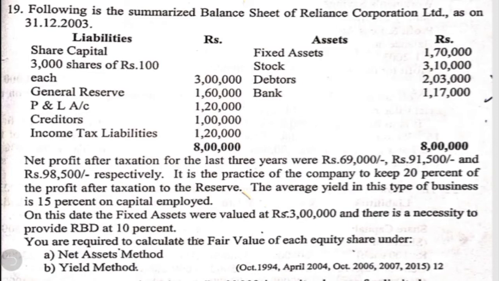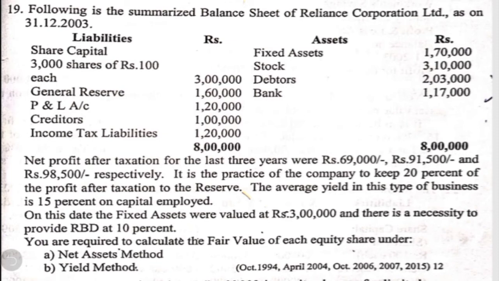Following is the summarized balance sheet of Reliance Corporation Limited as on 31st December 2003. On the asset side we have fixed assets, stock, debtors and bank balance. On the liability side, share capital 3000 shares of rupees 100 each, 3 lakh. General reserve 1,60,000. Profit and loss account 1,20,000. Creditors 1 lakh. Income tax liabilities 1,20,000. Net profit after taxation for the last 3 years were 69,000, 91,500 and 98,500 respectively.